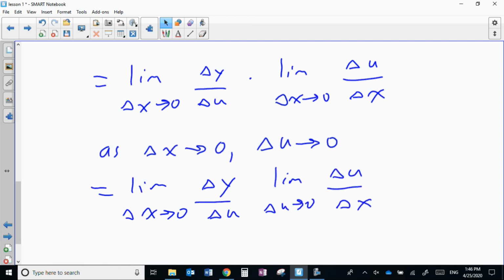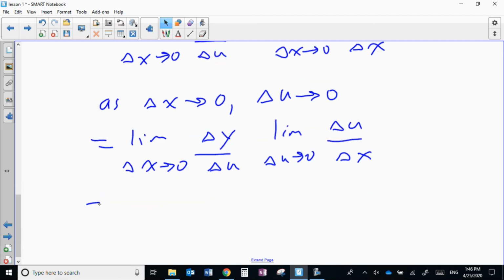And what do we have here? Well, now we have the limit as delta u. I made a mistake there. Sorry about that. I'm just going to fix this as opposed to re-recording it all, if you don't mind. This should be delta u approaches 0, and I'm going to leave that as delta x approaches 0.